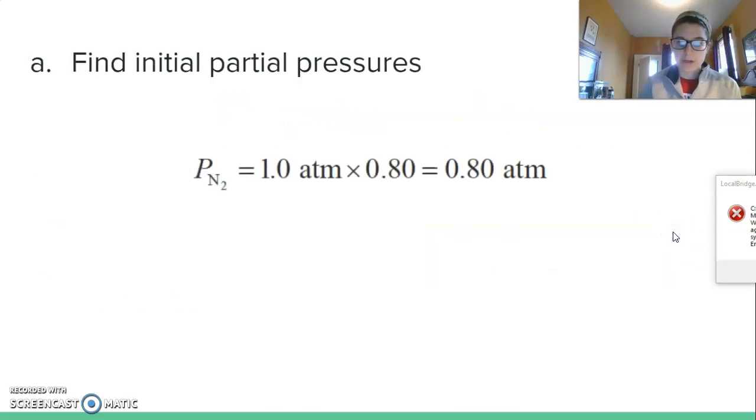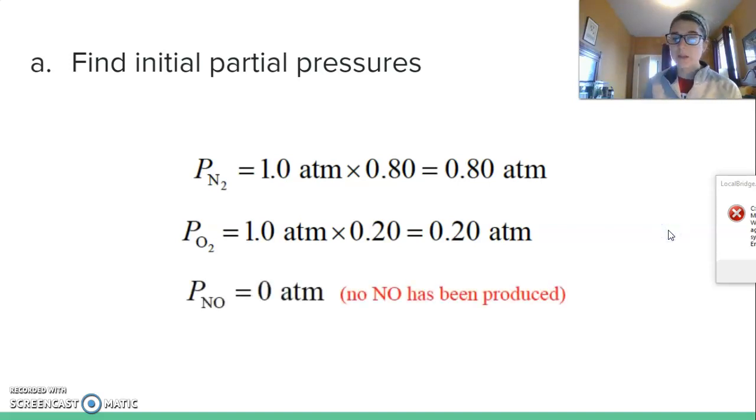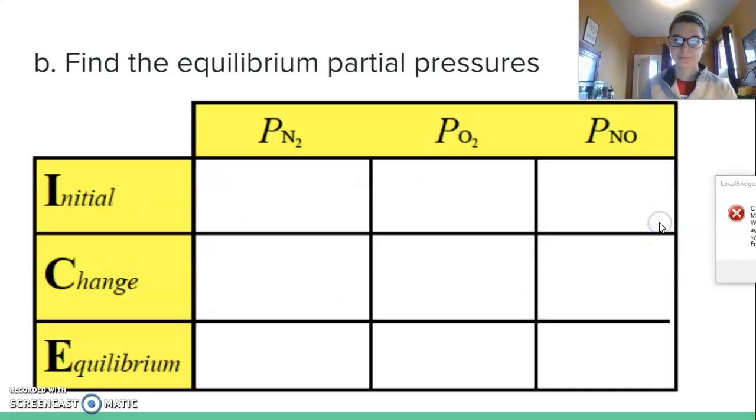So to find the initial pressure, we multiply by 80% for nitrogen and by 20% for oxygen. So we find the initial pressure of N2 is 0.8 atmospheres and the initial pressure of O2 is 0.2 atmospheres. That calculation is pretty straightforward. Because we have no NO at the beginning, the pressure would be 0 atmospheres.